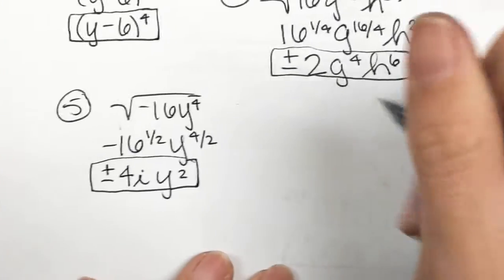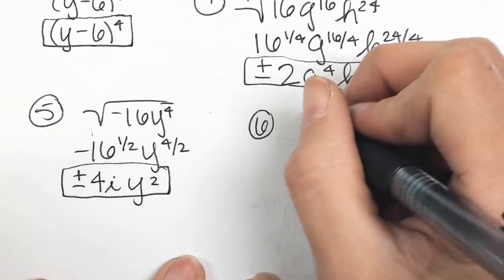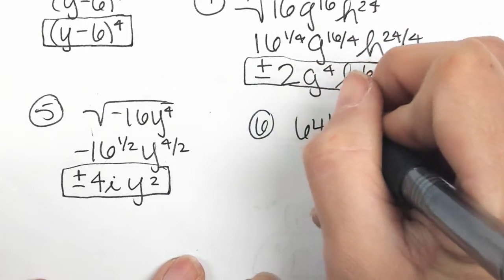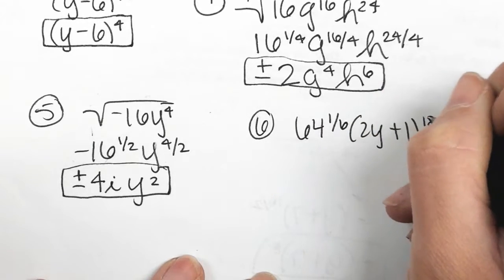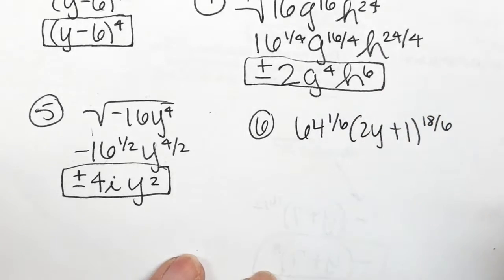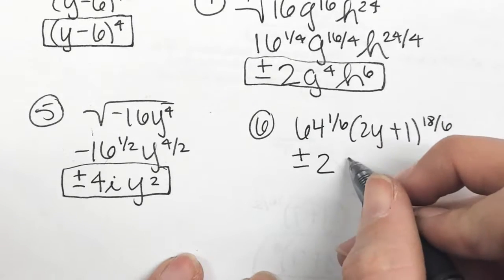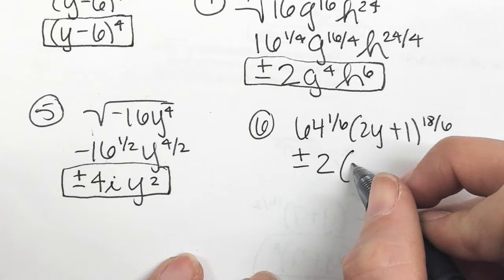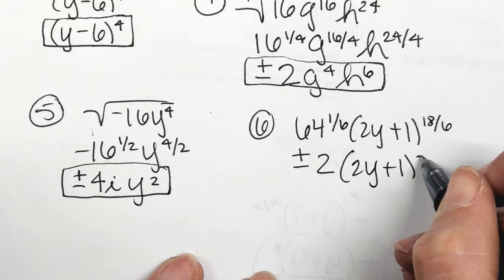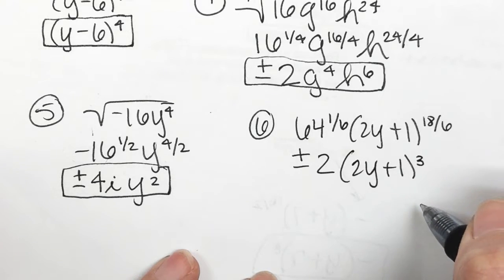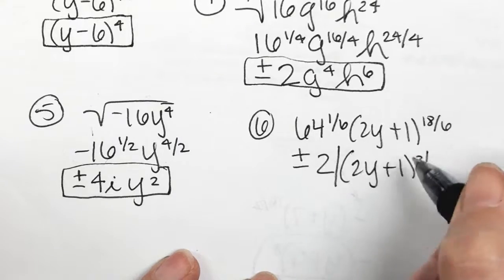Alright, last one. I'm not going to write it down because y'all can look at y'all's paper. But this will be 64 raised to the what power? And 2y plus 1 raised to the... So what is 64 raised to the 1/6 power? Perfect. Go ahead. Raised to the... Am I done? Good. I need absolute value bars because these were 2 even numbers that came out with an odd power.